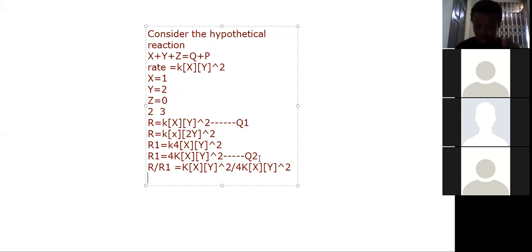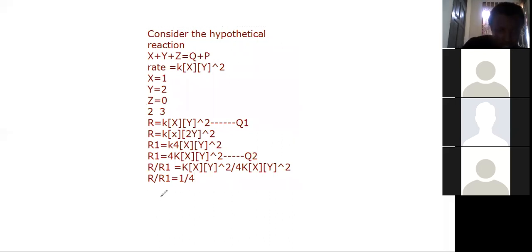Now I want to know the reaction. So bear with me: when we do it this way, the whole of this will cancel. Do you agree? So I'm going to get R over R1, K, the whole of this will cancel, so we are left with 1 over 4, right? So this will be R over R1. We are just checking that when it is doubled, what are we going to get? All over 4.